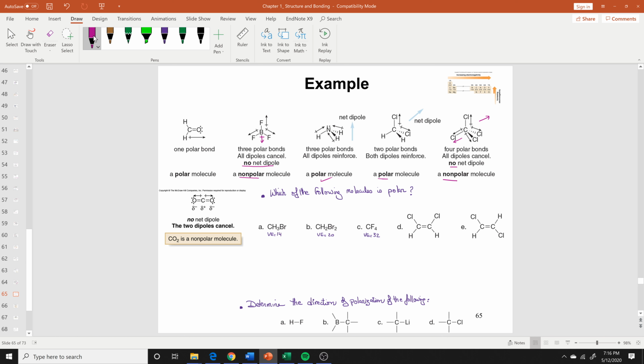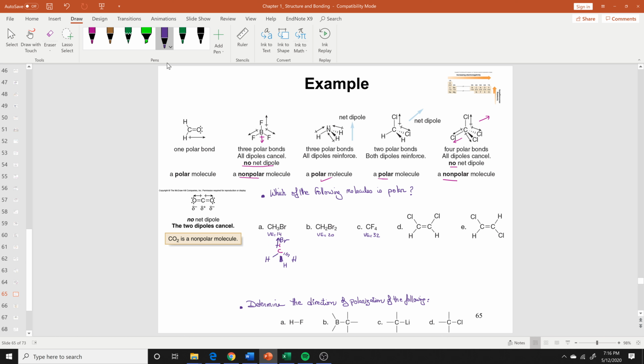Let's have an example over here. Which of the following molecules is polar? CH3Br it is, because if you draw it, it's the same thing as the CH3Cl that we drew before. So you have your bromine in here. Always, as I mentioned, draw the molecular shape. Please draw the molecular shape in there. So all of these are nonpolar, but this C-Br bond is polar, so it makes the molecule polar.